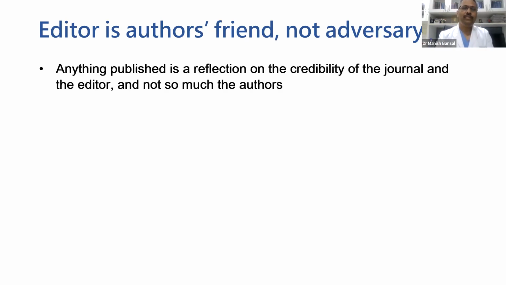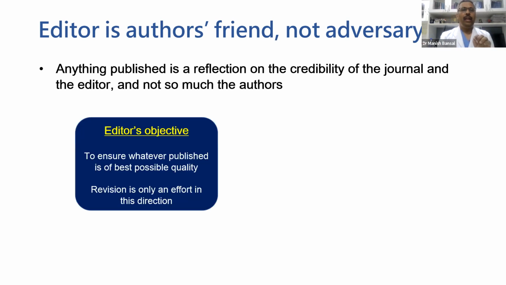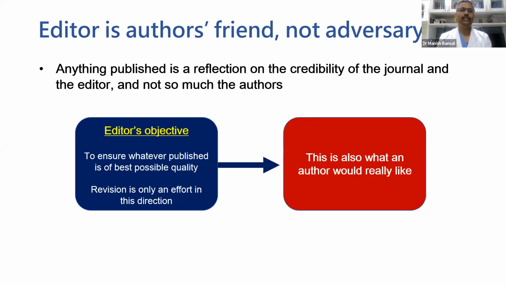So because of this reason, editor always wants to make sure that whatever is being published is of best possible quality. So once the editor has decided to publish any paper, then he or she seeks author's help in doing those revisions so that the final product is worthy of publication and does not bring disrepute to the journal or to the editor. So editor is trying to help the author, and author by revising is trying to help the editor. So it is a symbiotic relationship, and it must be viewed in that light only.